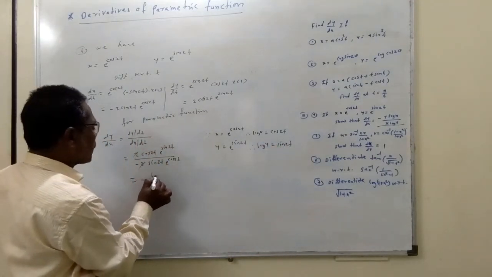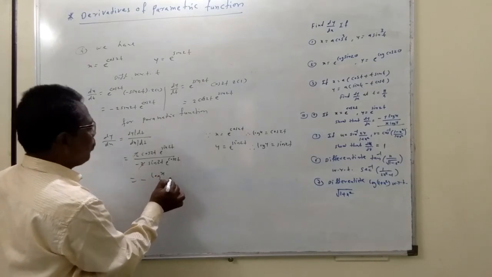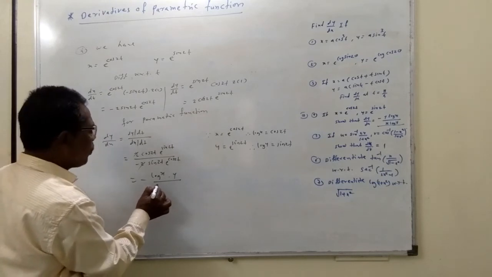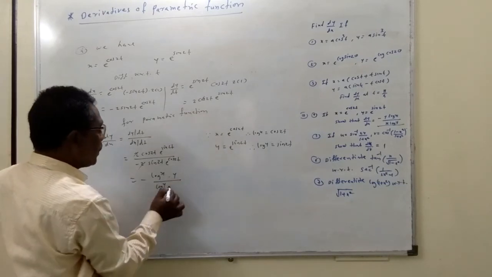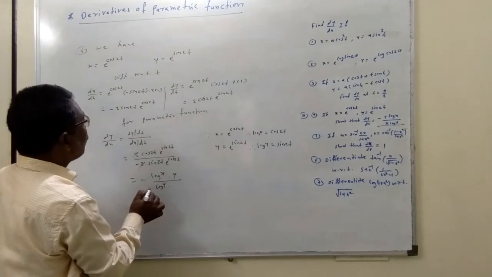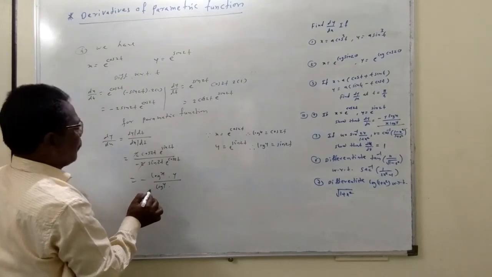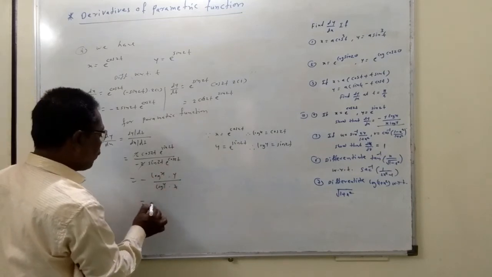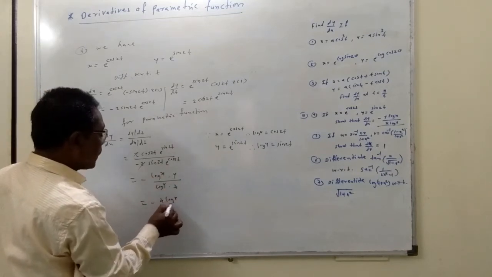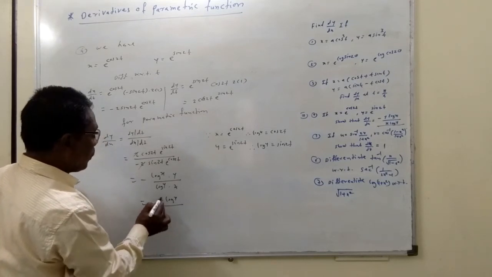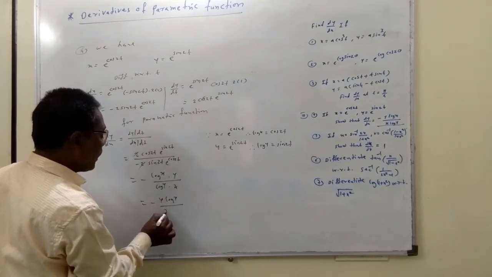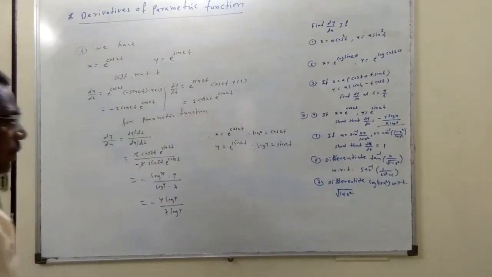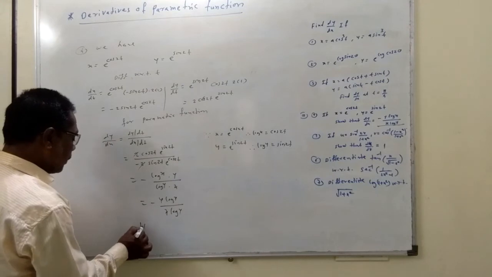So minus, cos 2t is log x, e raised to sin 2t is y, divided by sin 2t, which is equal to log y from this result, and e raised to cos 2t is x. So that is equal to minus y log x divided by x log y. That is the result, hence proved.